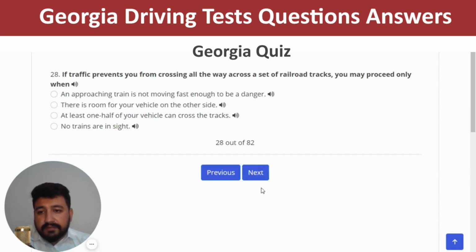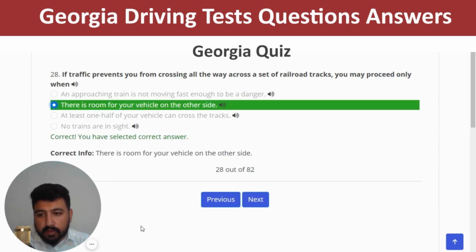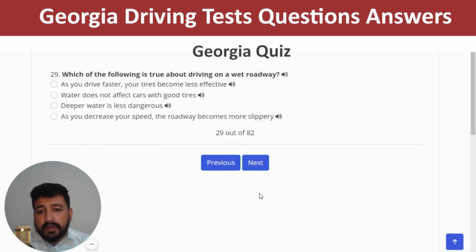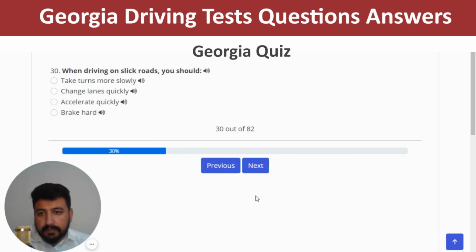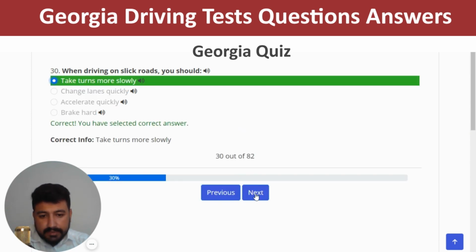Correct. And next. If traffic prevents you from crossing all the way across a set of railroad tracks, you may proceed only when. The right answer of 28th question is there is room for your vehicle on the other side. Correct. And next. Which of the following is true about driving on a wet roadway? The right answer is as you drive faster, your tires become less effective. So the first option. Correct. And next. When driving on slick roads, you should take turns more slowly. Again, the first option. Next.